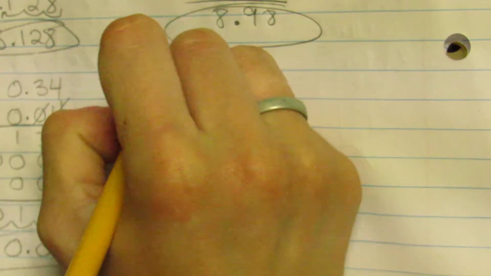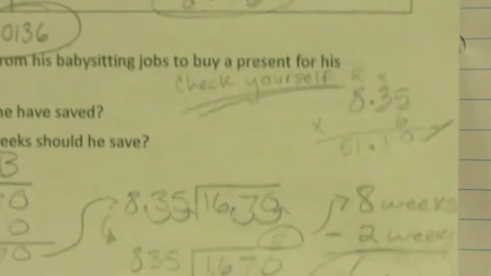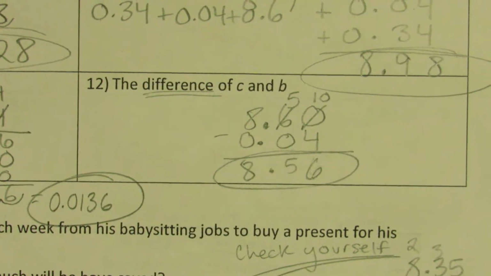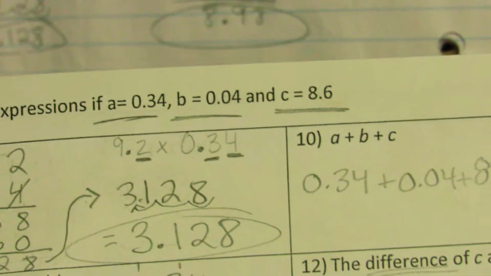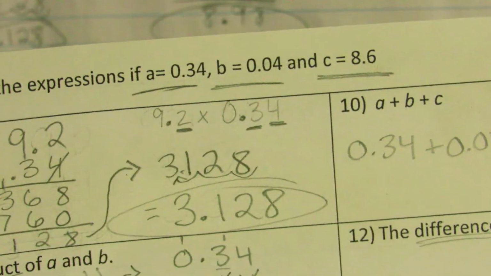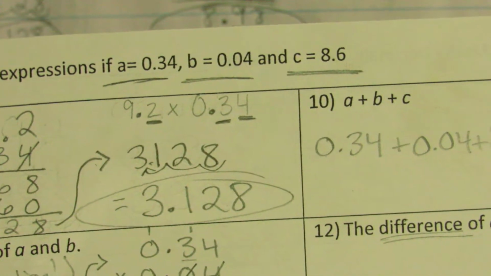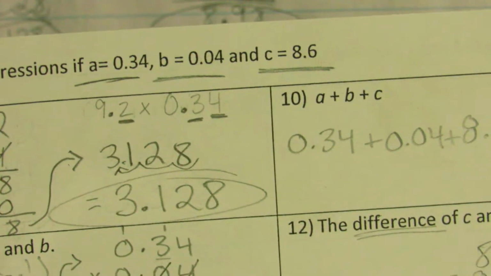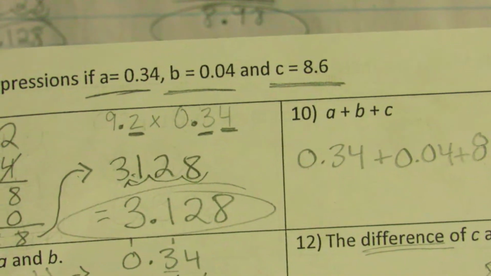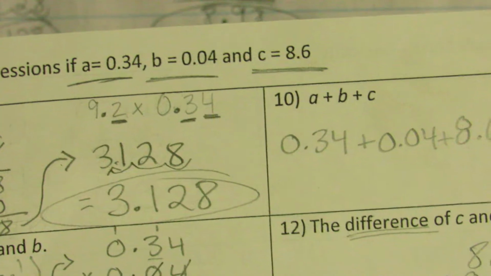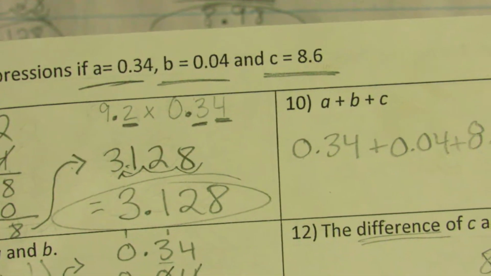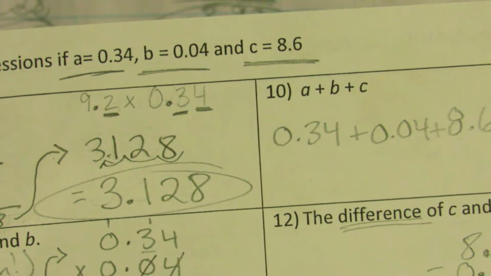So number 12 has a key word in it, and it says the difference between C and B. Now, difference means subtraction, right? So I'm going to go up here and look at C. C is 8.6 and B is 0.04. Now remember, 8.6, if we think about money, is that $8.06 or $8.60? That's $8.60 because that is in the tenths place.